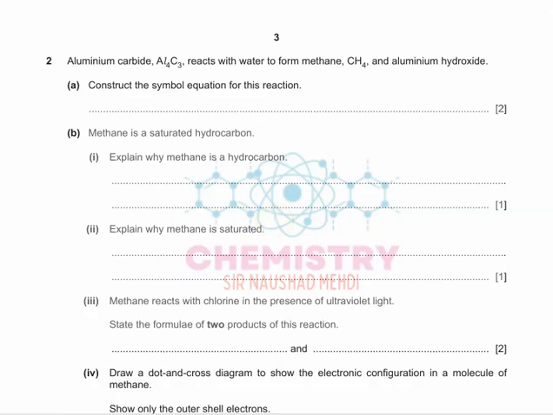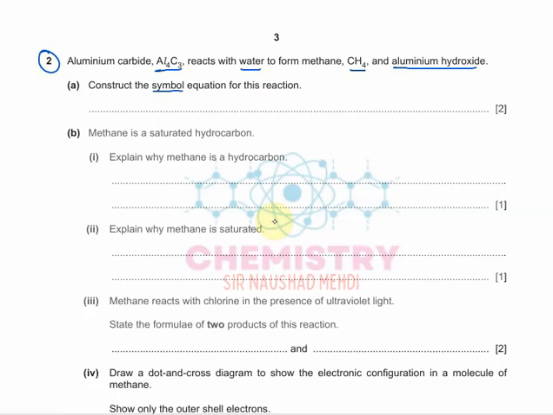In today's video we're going to solve some past paper questions from the topic of organic chemistry from your past paper of May-June 2024. So let us start. This is question number 2, and in this question it is saying that aluminium carbide, the formula is given to you, reacts with water to form methane and aluminium hydroxide. Construct the symbol equation for this reaction.